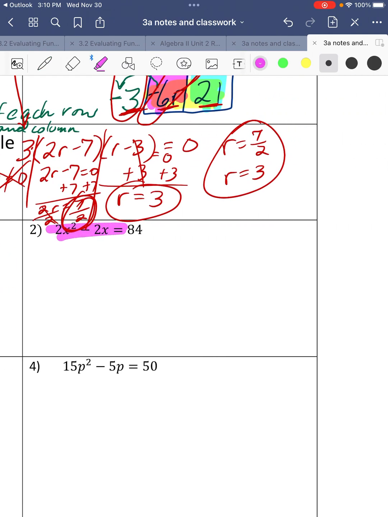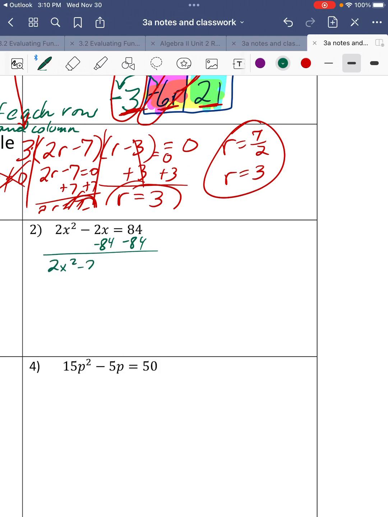Let's do number 2. I'm going to subtract 84 to set the equation equal to 0.